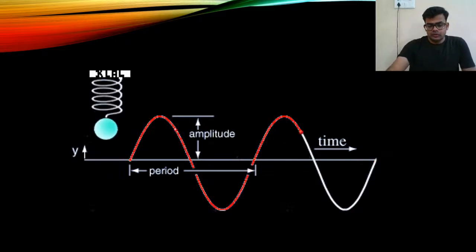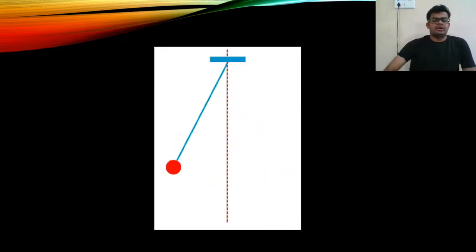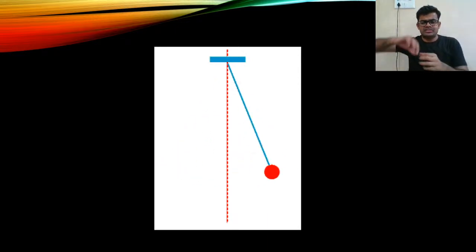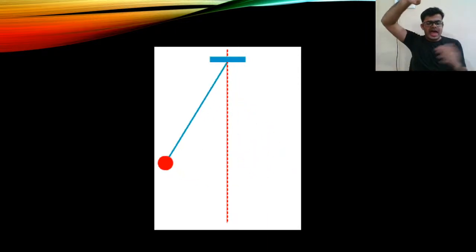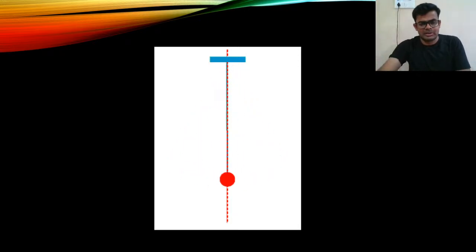Let us talk about this, which is called a simple pendulum. A simple pendulum means a bob or a particle of mass m is hanging with the help of a string, and it is just oscillating like this. So this is also simple harmonic motion.